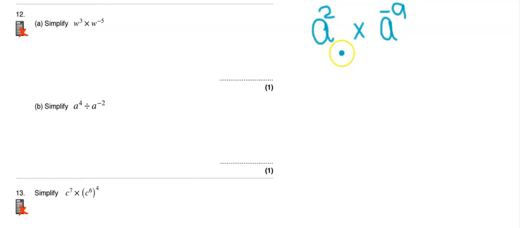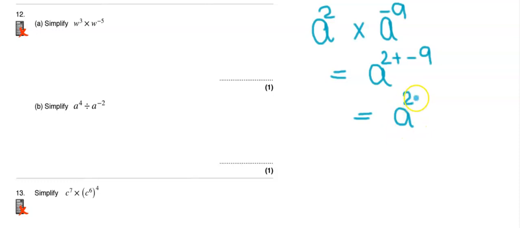According to the rule, it means I have to add them. So if the rule says add them, then I have to add them. 2 plus minus 9. What is plus minus 9? It's just minus 9. A to the power 2 minus 9. And what is 2 minus 9? It's minus 7. But the question is asking to write as a positive index. I cannot just say, oh, here you go, there's a positive index. No, you can't do that.